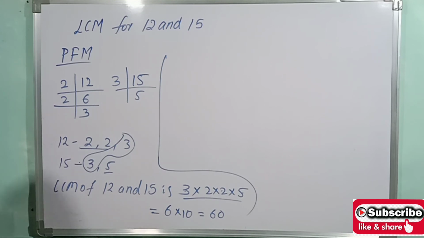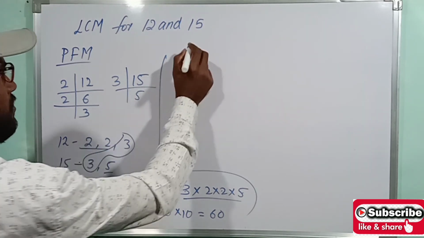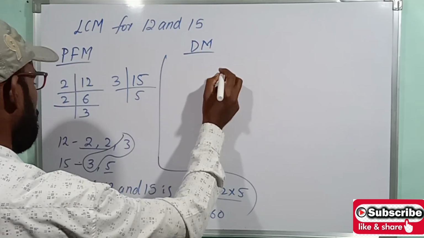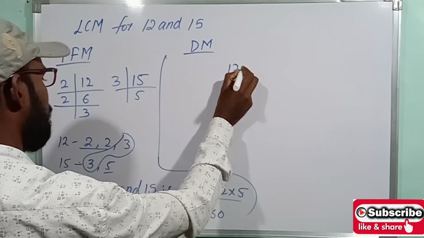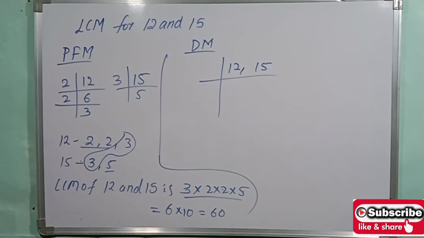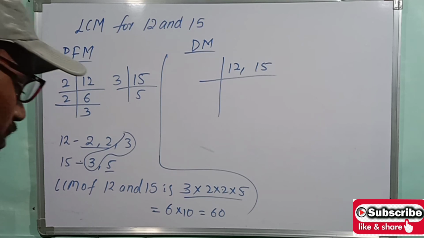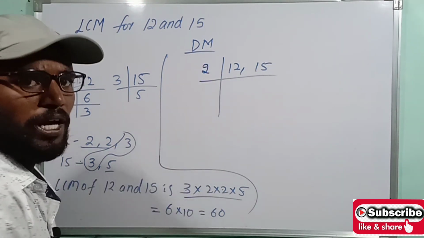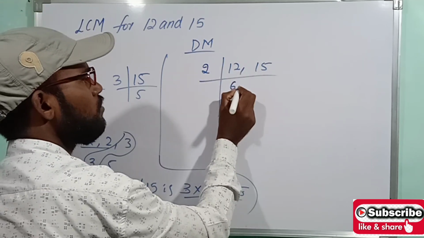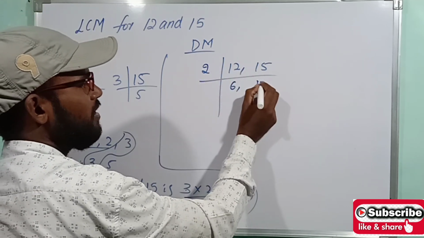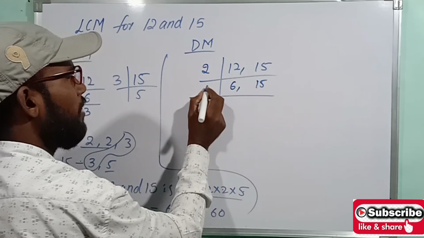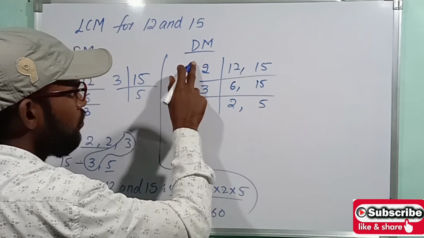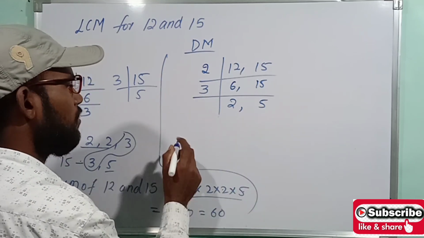So the LCM of 12 and 15 is 60. Now we will do it in the division method. In the division method, take the two numbers, 12 and 15. See here. First take the prime number 2. 2 6s are 12. I can't divide 15 now, so I write it as it is. Now I take 3. 3 2s are 6, 3 5s are 15. So I got all prime numbers, yes.